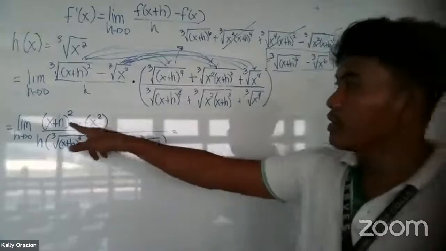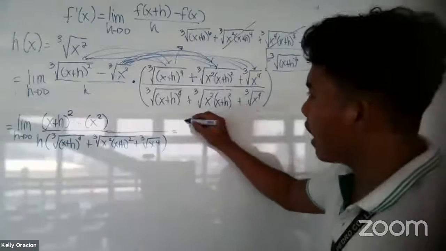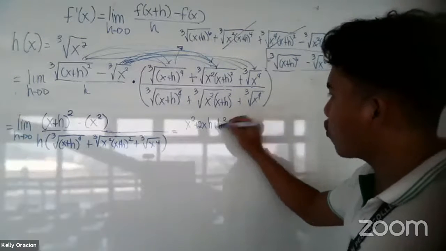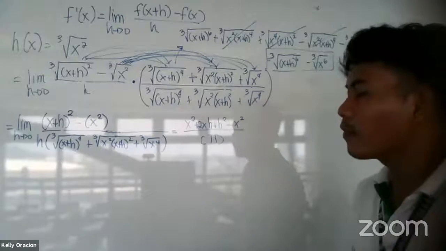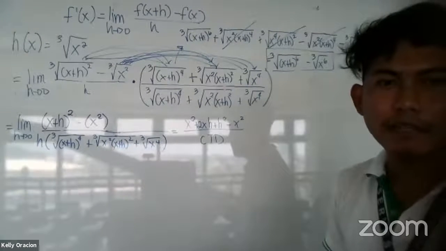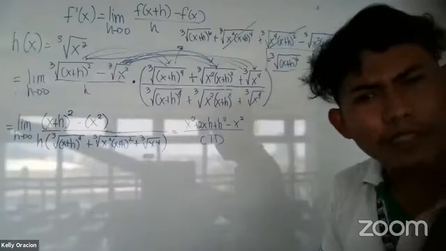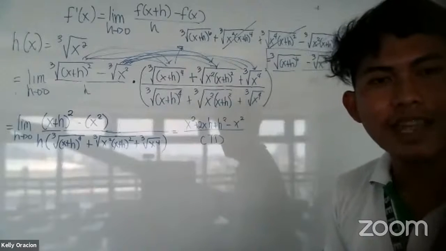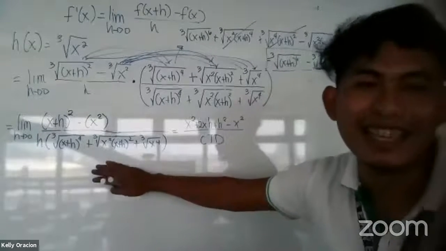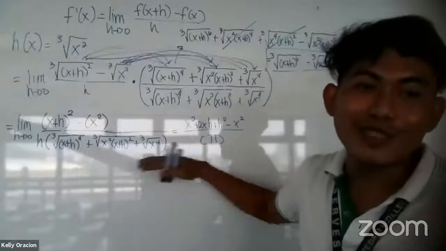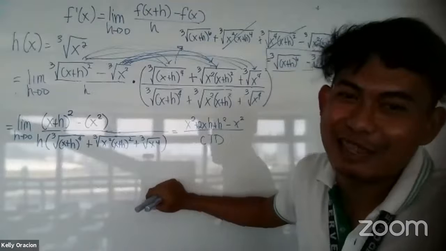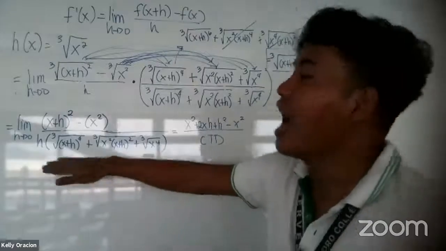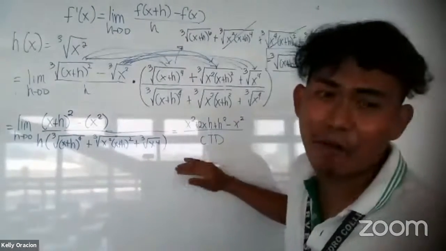Okay. Simplify this one. That's x squared plus 2xh plus h squared minus x squared over CTD. Sir, what does CTD mean? CTD means copy the denominator. It's tiring to write, so I'll write CTD. Copy the denominator. That is the prohibited technique. Again, it's tiring to write, so CTD.